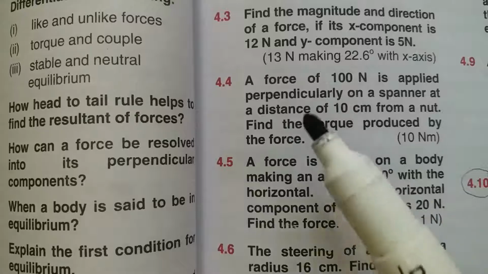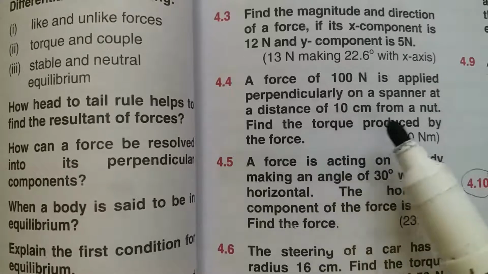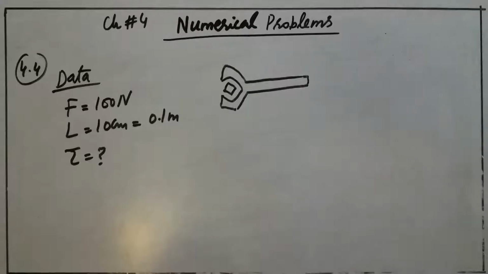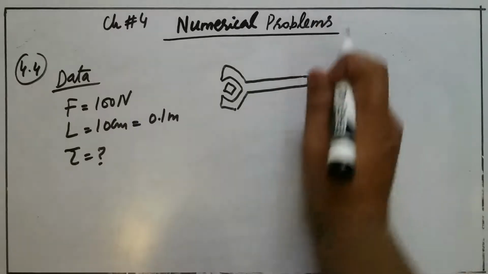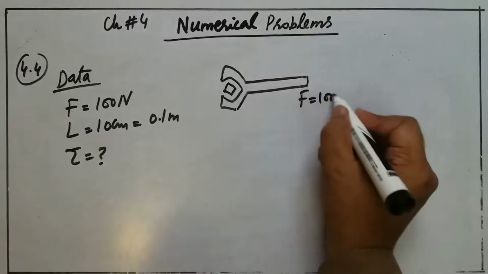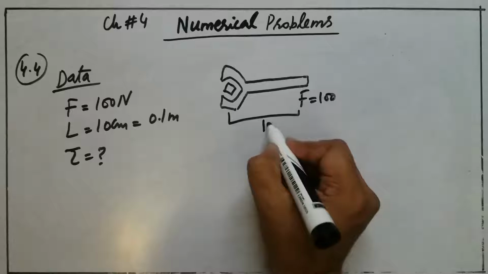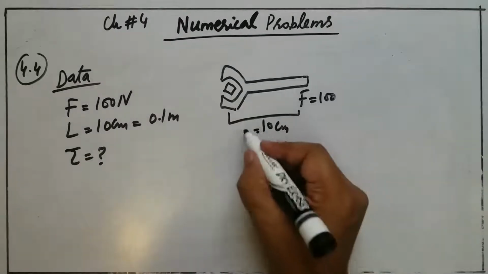According to numerical number 4, a force of 100 Newton is applied perpendicularly on the spanner at a distance of 10 centimeter, and find out the torque. Students, here is the data: the force of 100 Newton that is being applied on the spanner at the distance of 10 centimeter. This is going to be the moment arm. It is represented with L.